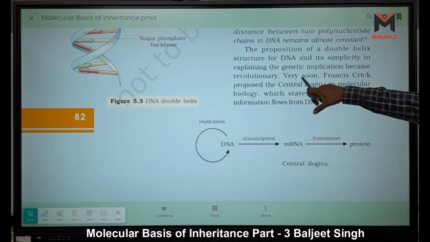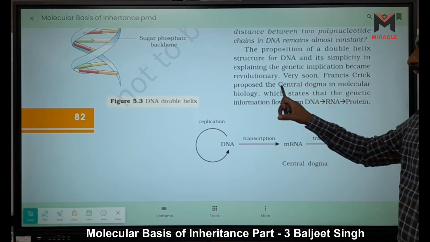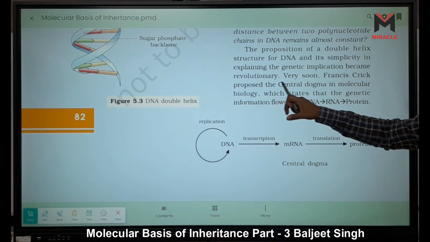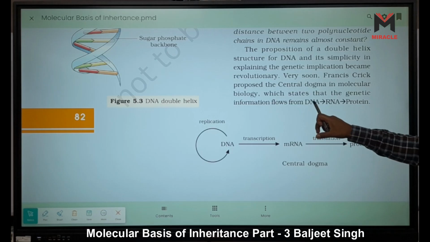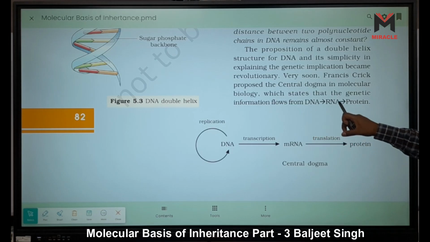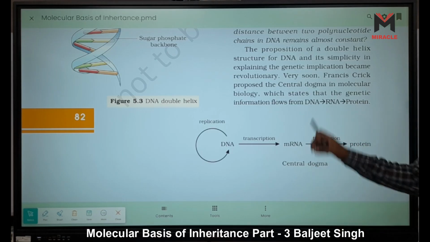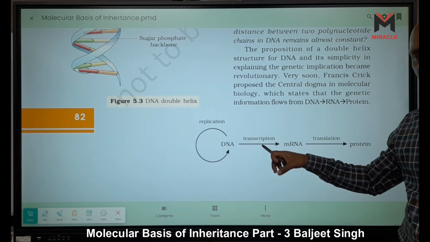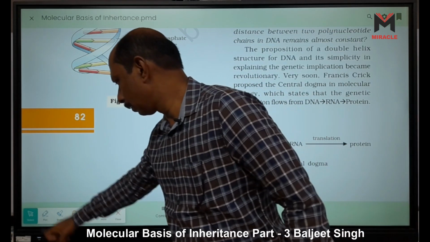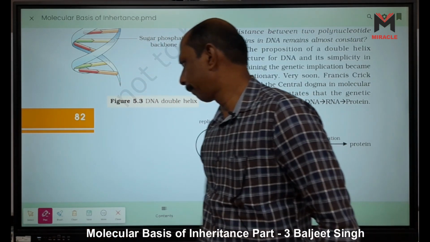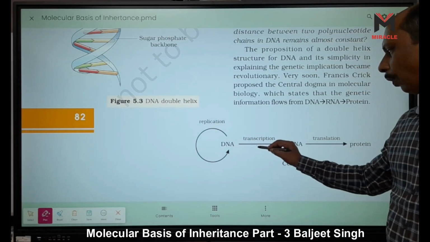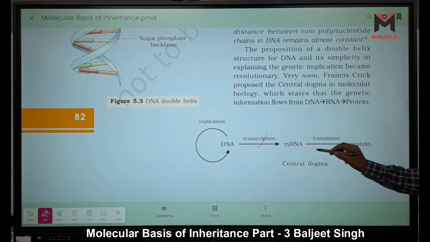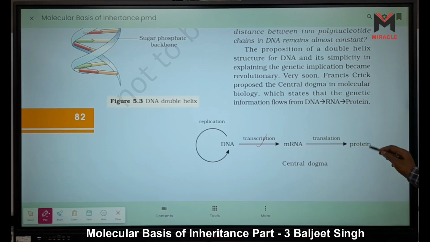Very soon, Francis Crick proposed the central dogma in molecular biology, which states that the genetic information flows from DNA to RNA, RNA to protein, right? So when DNA forms RNA, it is called transcription. Here it is given. You can see here, right? This DNA forms RNA, messenger RNA. This process is called transcription. And when messenger RNA, because it has code, forms protein, then it is called translation, right?